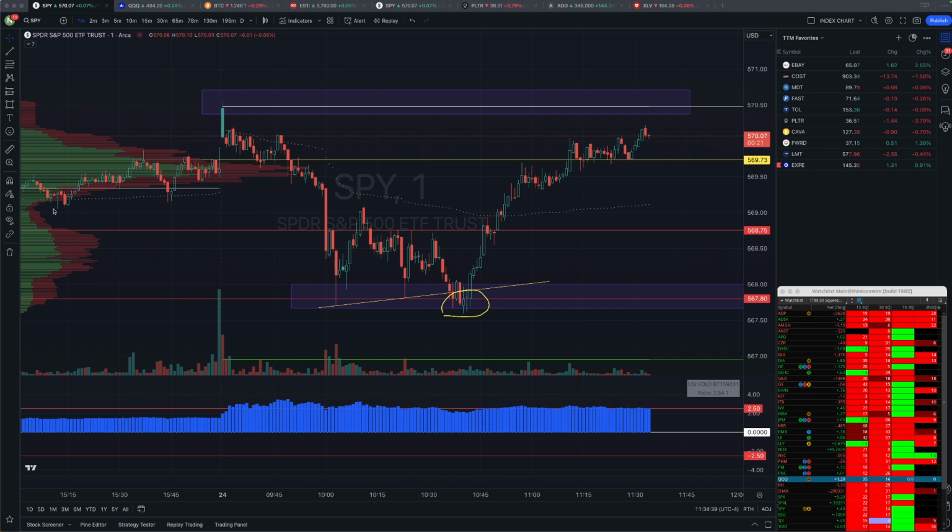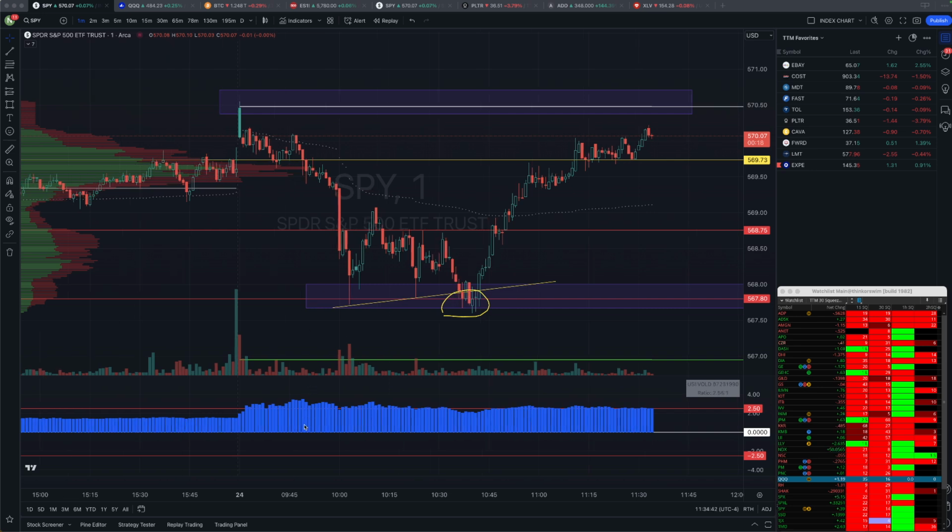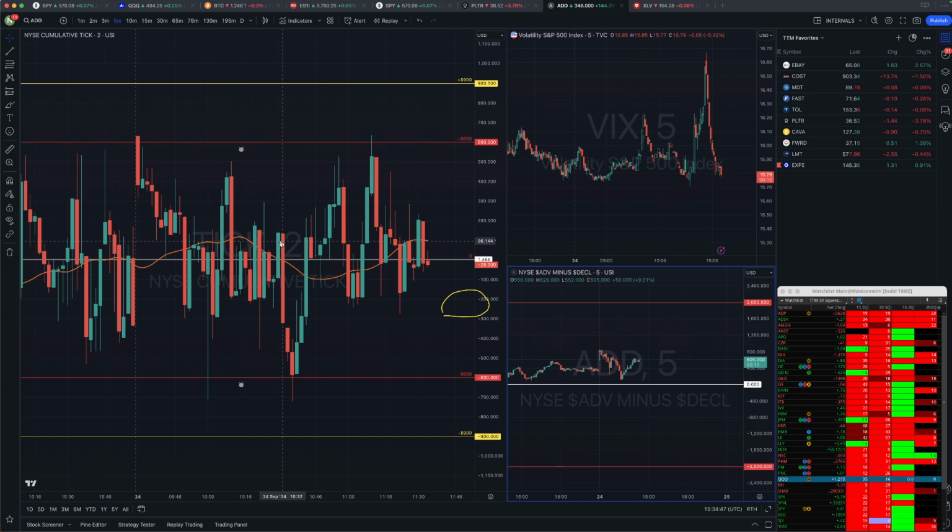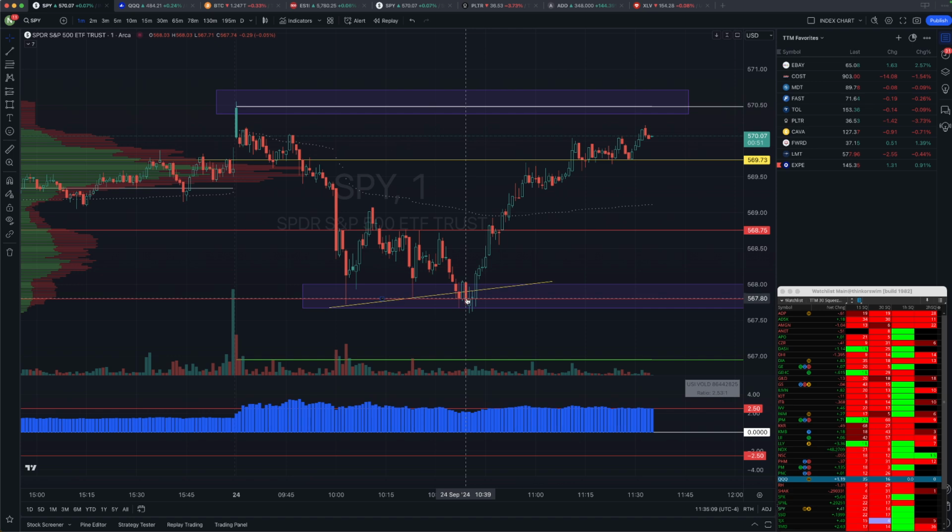So the VOLD in combination with the advanced decline and the ticks are going to be kind of a new way to help figure out what the direction of the market is going to be within that first sort of 30 minutes to an hour into the market. And as you can see, this happens at about 10:30, 10:40. That's usually a time that we get a reversal in the market.